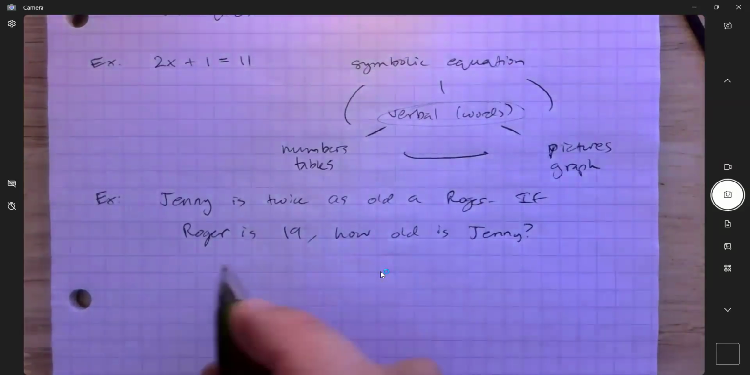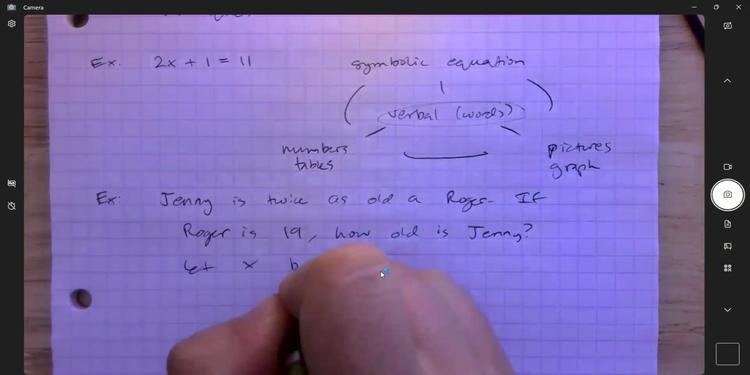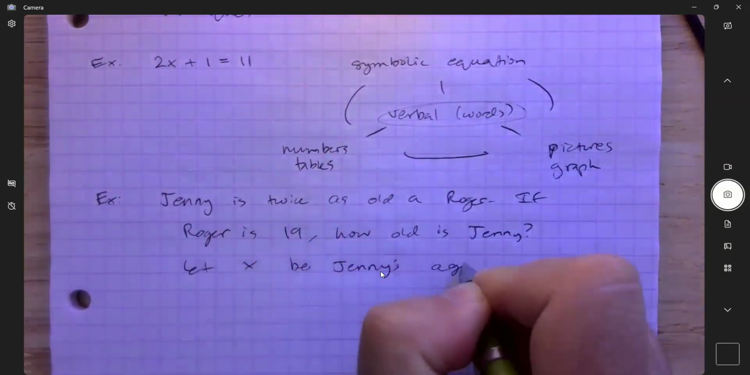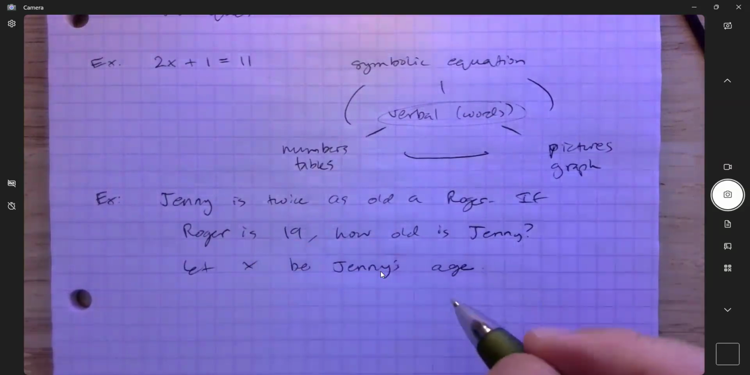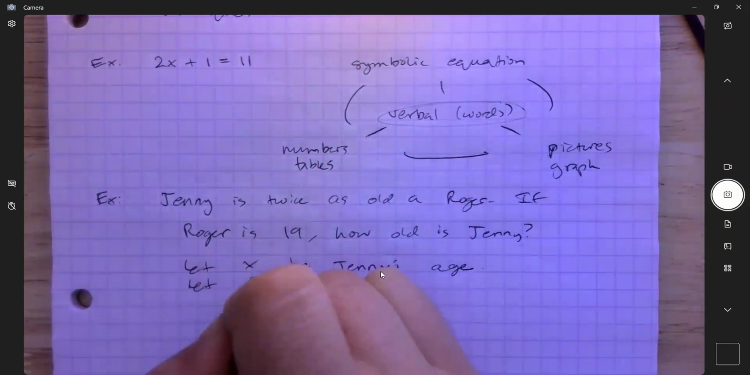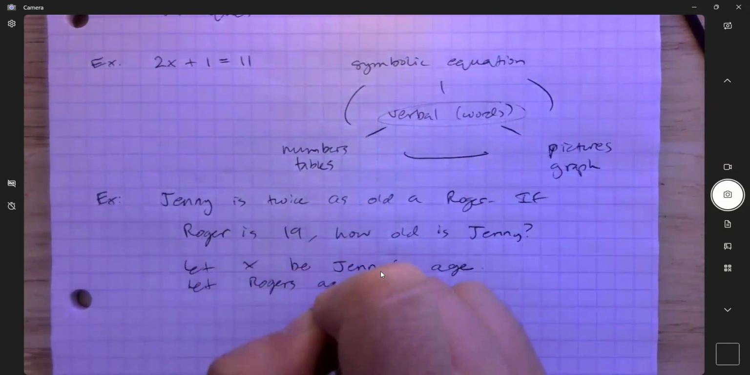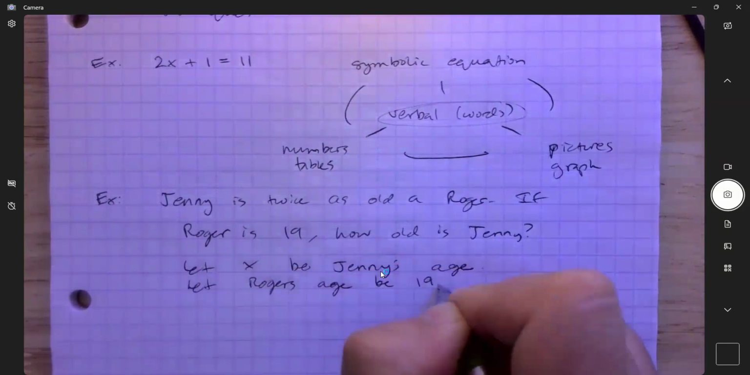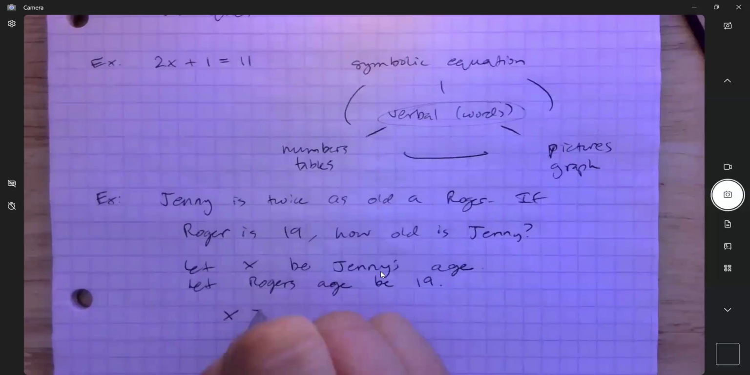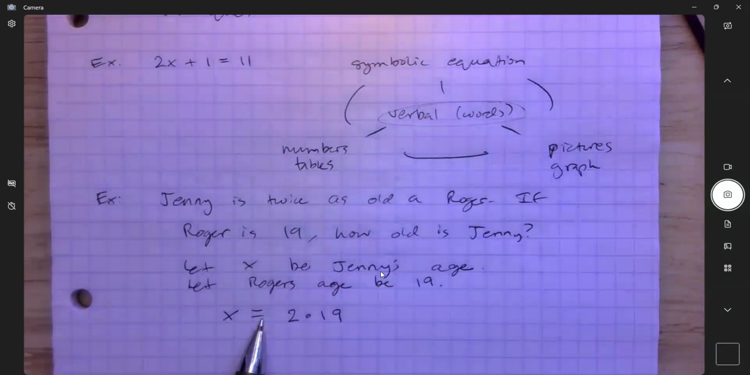So I would say something like, let X be Jenny's age. And let Roger's age be 19. So then you would know that X is 2 times 19. Jenny's age is twice Roger's age. So X equals 38.